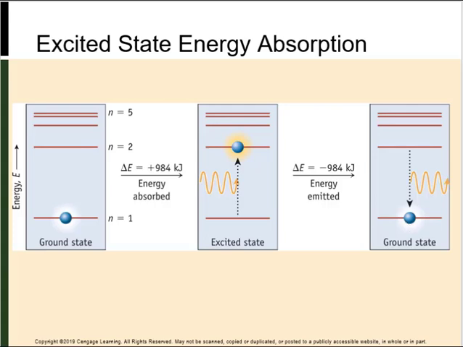If I were to find this delta E, I need to do final, which would be n=1, minus the initial, which would be n=2. Using the same numbers in the opposite way, we get a negative delta E, negative 984 kilojoules per mole, which means energy is emitted. The positive sign tells us the energy is absorbed. The negative sign tells us the energy is emitted.